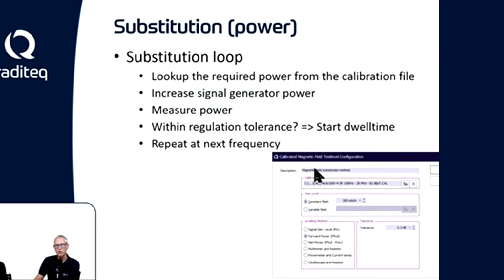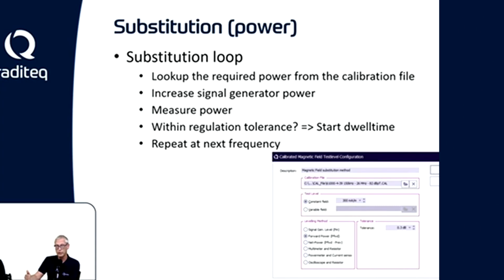In this case, it's the same configuration window. We again can select the calibration file, which was the result of the calibration setup. We can specify the test level that should be used. In this case, it's 0.3 ampere per meter or 300 milliamperes per meter. And the leveling method is now not based on current, but it's based on forward power or net power. And again, during the substitution, we use the calibration file. We look up the required power for a specific field strength that should be generated. That is not necessarily the field strength that is calibrated itself. So it is possible to calibrate on 1 ampere per meter and then recalculate it to 300 milliampere per meter. RadiMation knows how to correct the power for that.